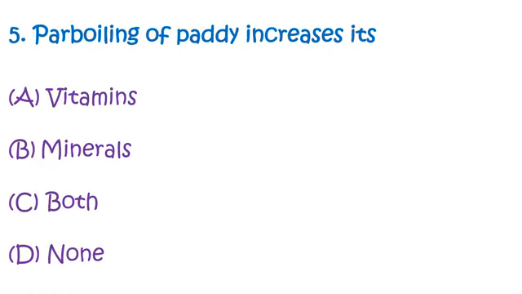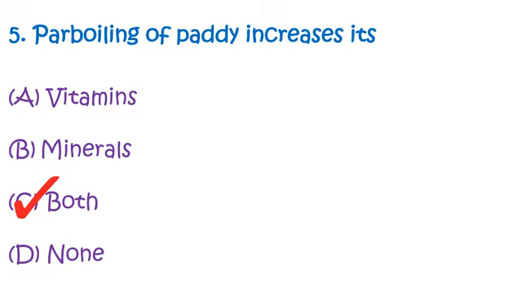Question number 5. Parboiling of paddy increases its, options are option A vitamins, option B minerals, option C both, option D none. Correct answer is option C both. So parboiling is nothing but a partial boiling of the paddy, or in specific terms it is not exactly boiling but the steaming of the paddy, and this process is done before milling, and it increases the nutritional value, and it also changes the texture of the rice after milling.